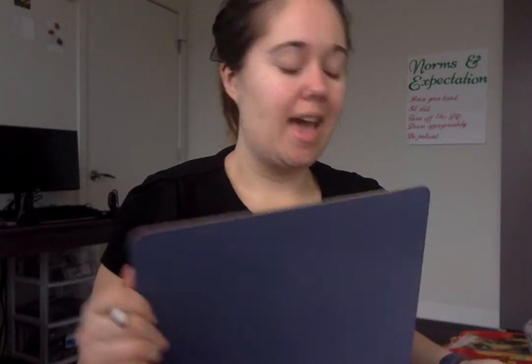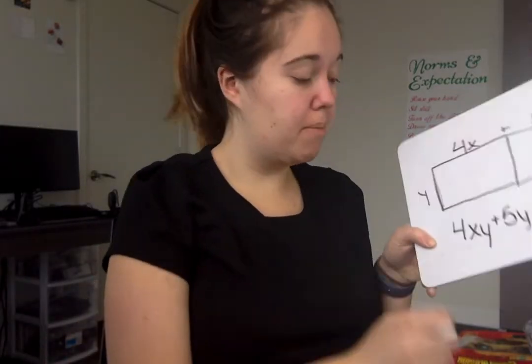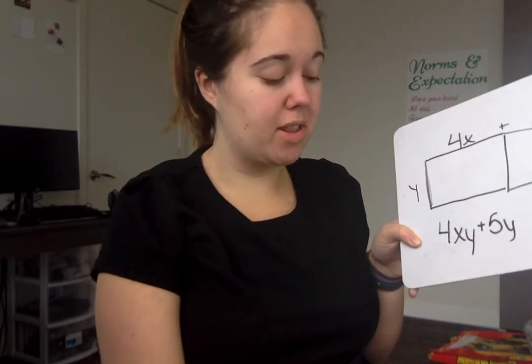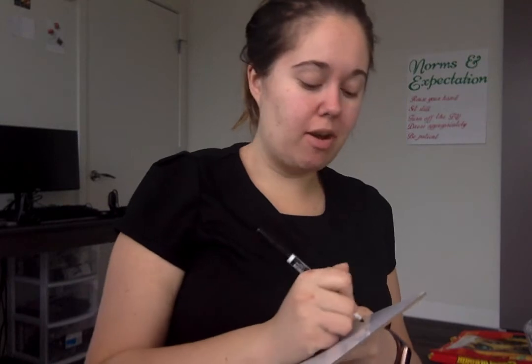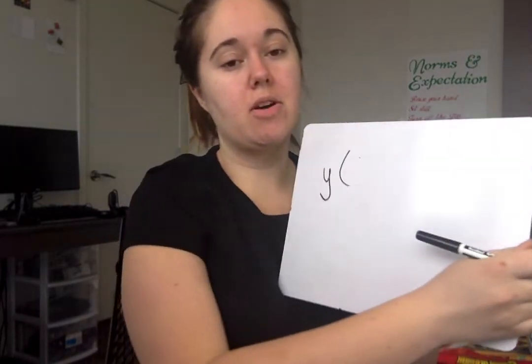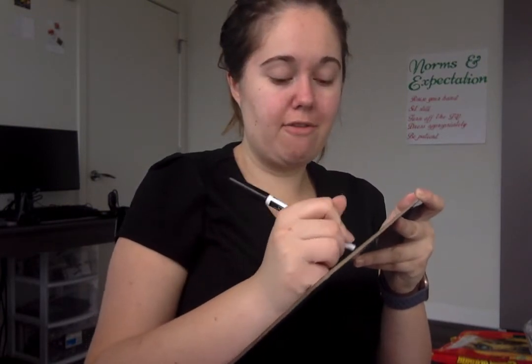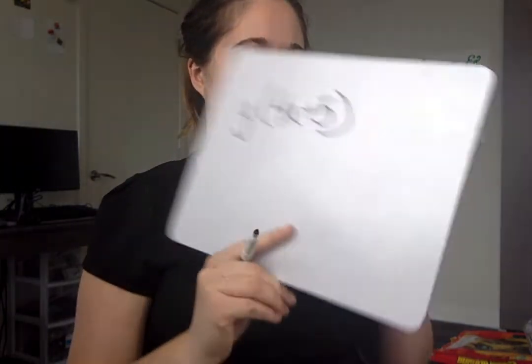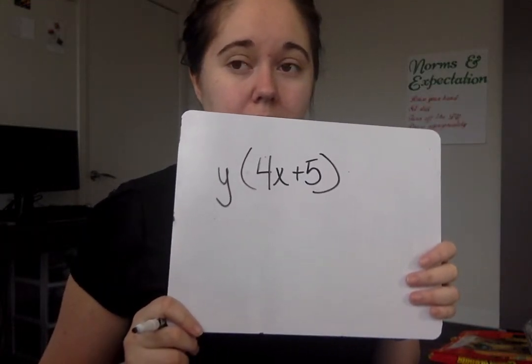Now, we can make this a factored expression, and that would be simply putting, since we're multiplying by y on both parts of the addition, we're going to say, okay, that's the greatest common factor. So that greatest common factor is the number that goes on the outside of the parentheses, and then 4x plus 5 goes on the inside. So y times 4x plus 5.